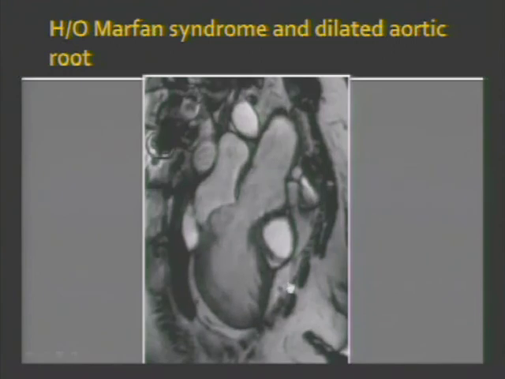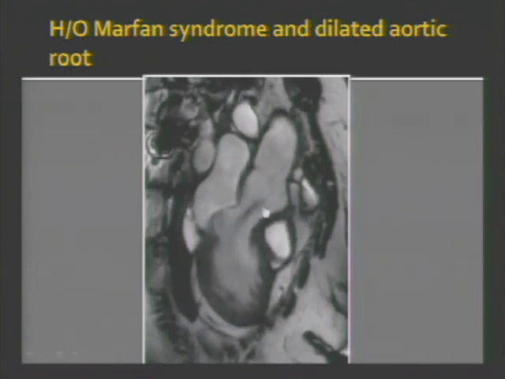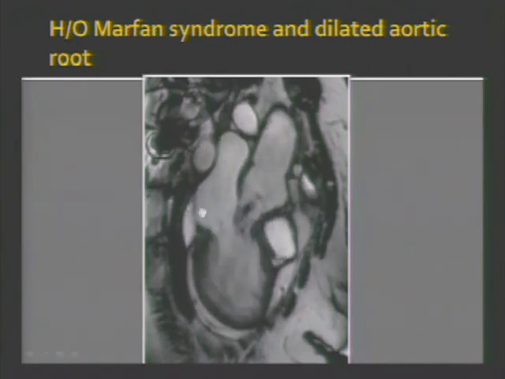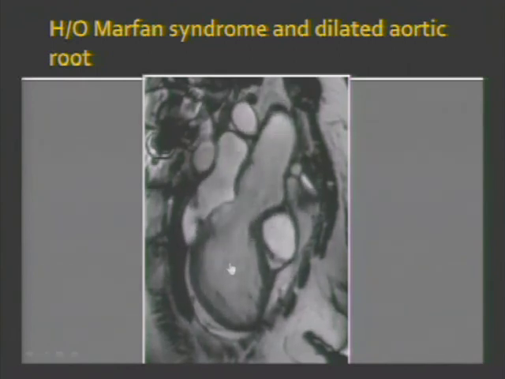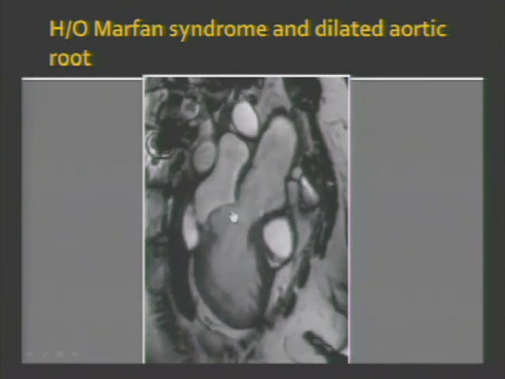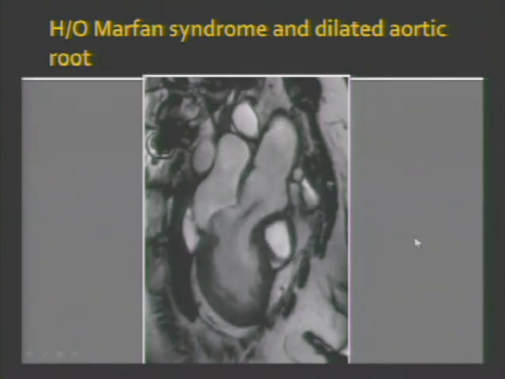So here is the same example, a patient with Marfan syndrome and a dilated root. We talked about the aortic valve earlier and the aortic regurgitation, but now I want you to look at the mitral valve. See how the valve prolapses into the atrium. This would be the plane of the AV valve, but this is significantly bowing into the left atrium.